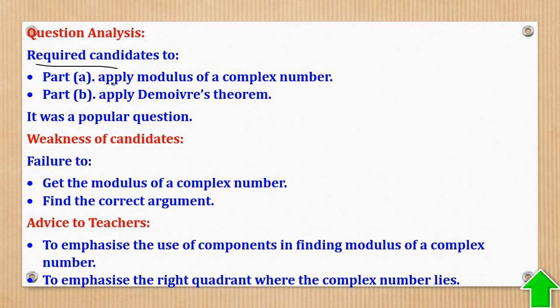So the question required candidates to apply modulus of a complex number and also apply De Moivre's theorem. Weakness was failure to get the modulus of a complex number and failure to find the correct argument. Now, correct argument, this one is for square root. There are two methods for getting nth root, but since it was just square root, I could use the option of equivalence, and that's what I chose to use. But I can also use modulus argument form.